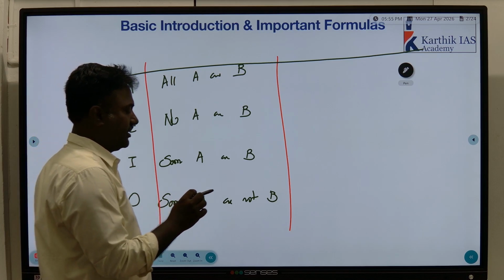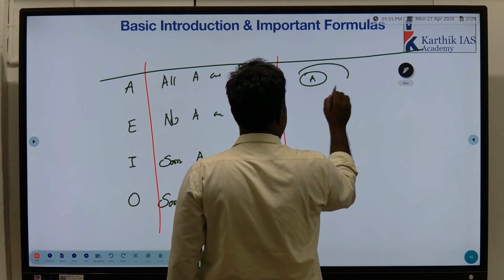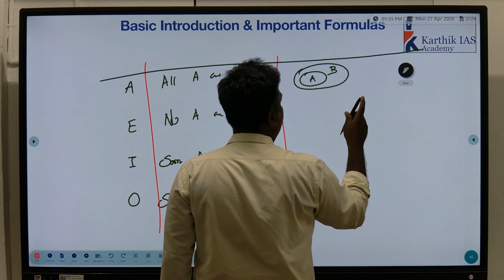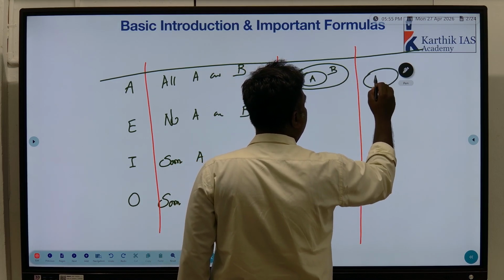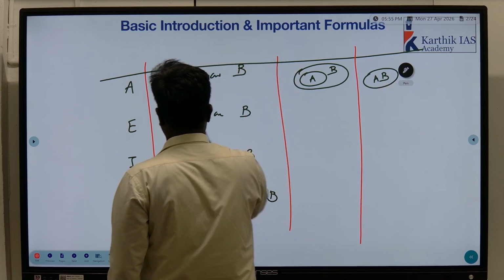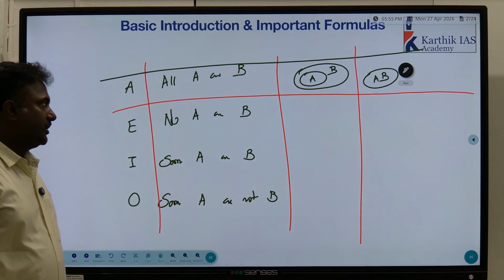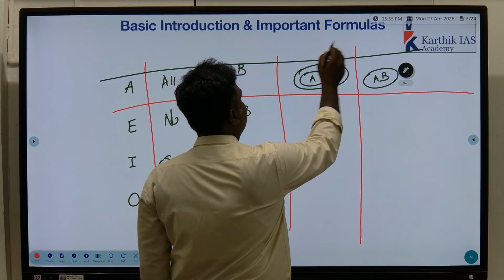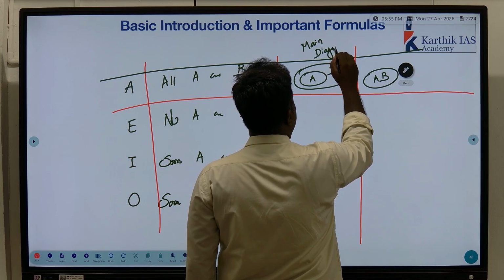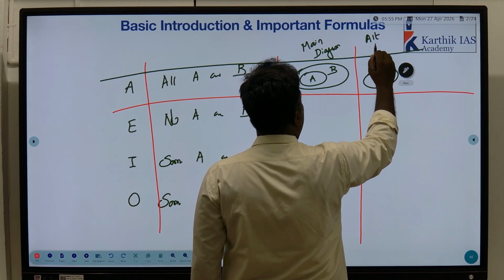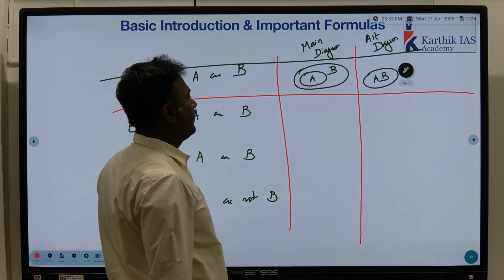All A's are B's. All A's are B's means, see, this is the diagram. But there is one alternate diagram. All A's are B's means we can write it like this also. Understand? So this is the main diagram. This is the alternate diagram. You should not get confused by this. While solving through Venn diagram, you have to be careful.